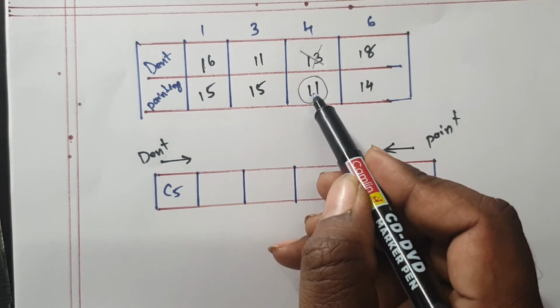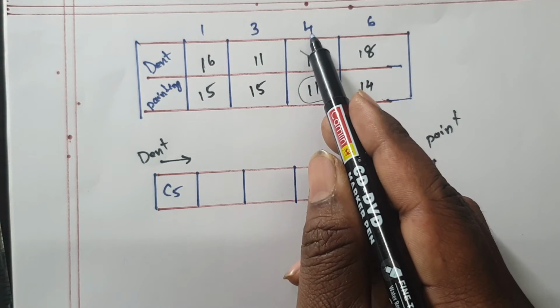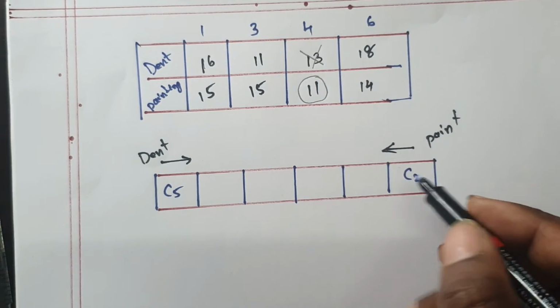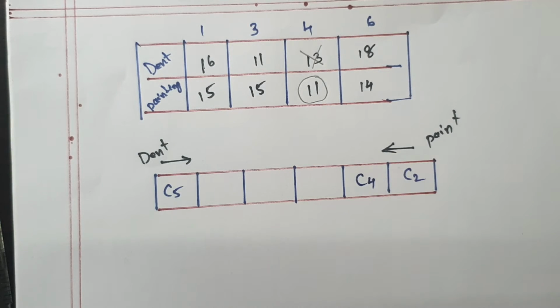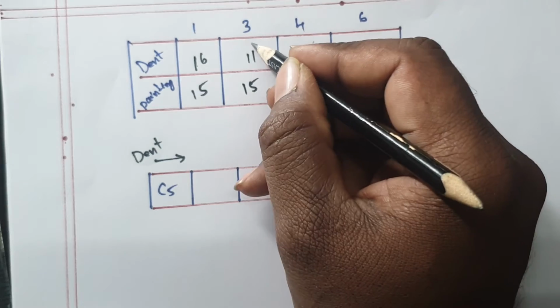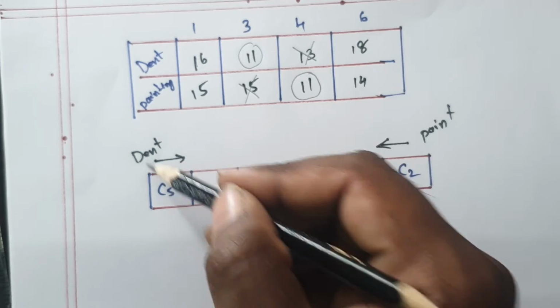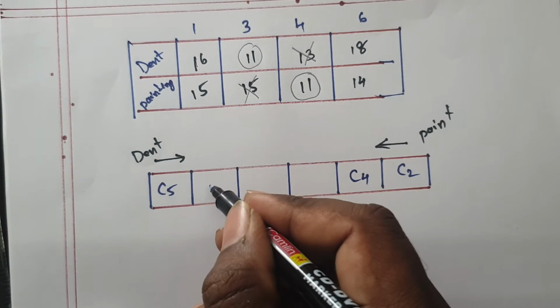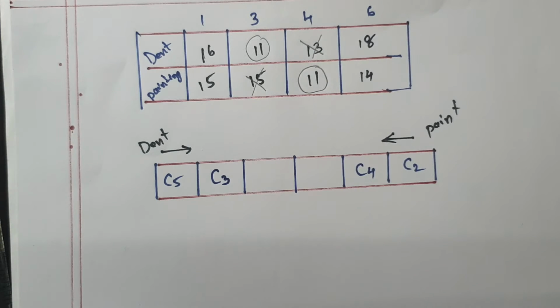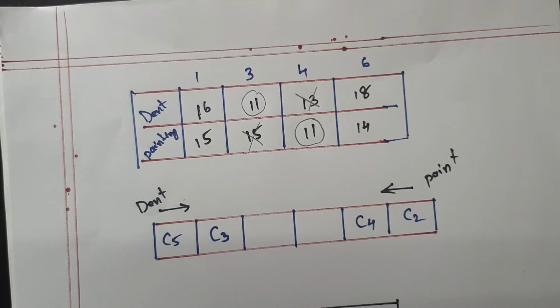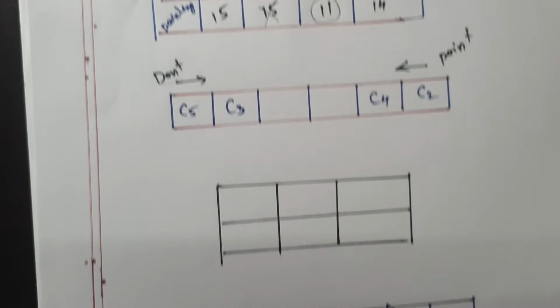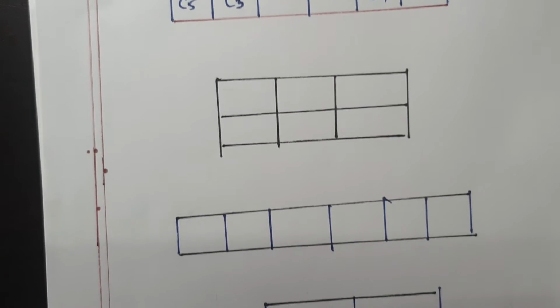Now see here, it is lying in painting C4. Then this one is also the least one, so you can round this one and cancel this one. Now denting on C3, denting means this one. After writing this, again you have to create the box like this.